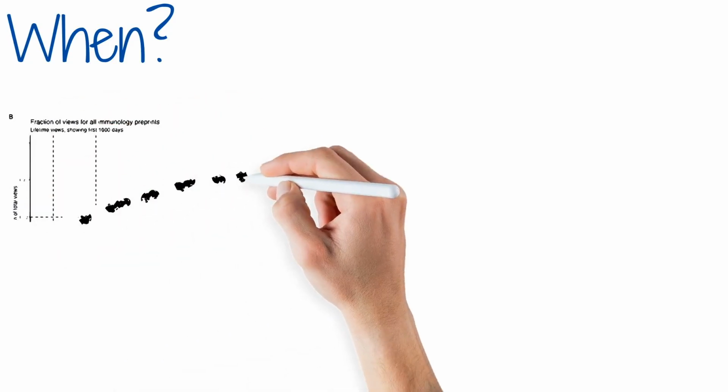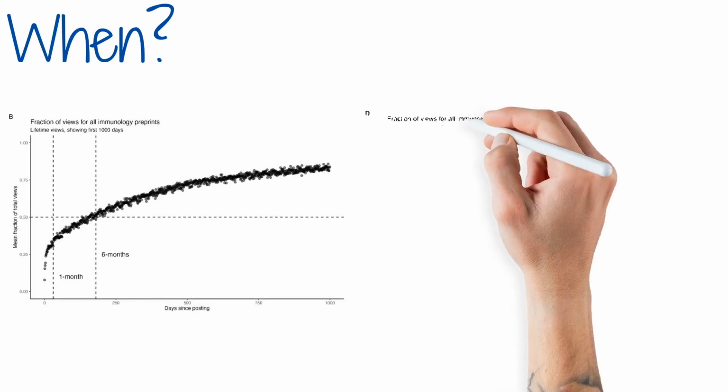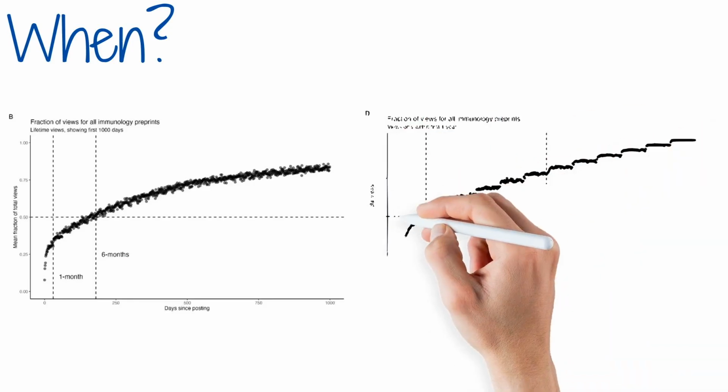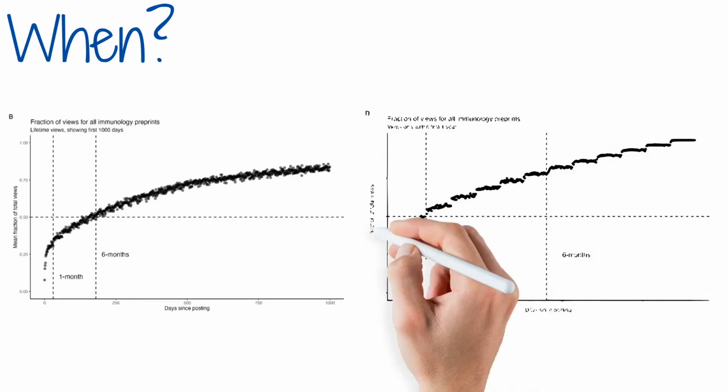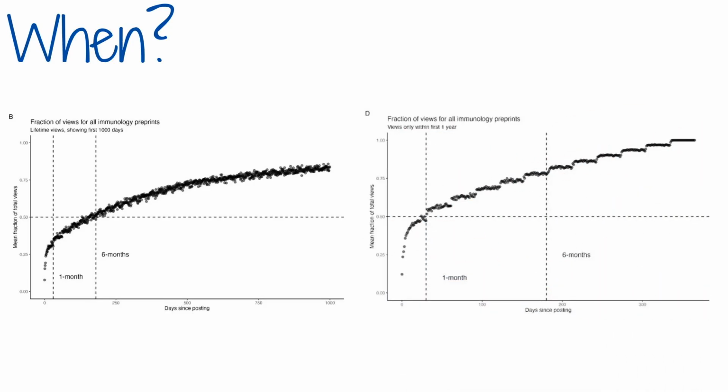Great. But when should you upload your work? We've investigated this question, and our preliminary data reveals a clear answer. Most of the attention that a preprint receives after being posted to bioRxiv occurs relatively quickly. Across the lifetime of a preprint, 25% of the total attention occurs within the first month, and 50% within the first 6 months. If we look at attention within 1 year of posting, then within 1 month a preprint has already achieved 50% of its total views, and over 75% by 6 months.